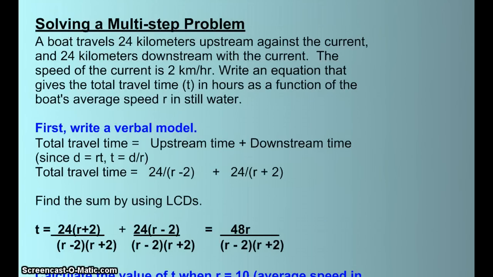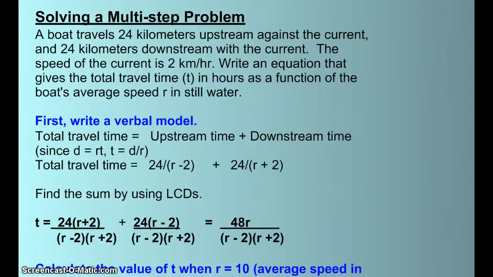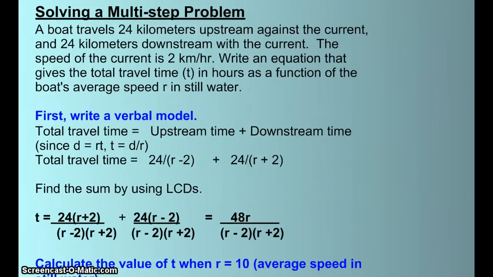Now we're going to look at using this in a word problem. We're looking at a boat traveling 24 kilometers upstream against the current and 24 kilometers downstream with the current. And you know that the speed of the current is 2 kilometers an hour. We don't know how fast the boat is traveling in still water, and that's really key here. But you can still write an equation that gives the total travel time in hours as a function of the boat's average speed in still water.